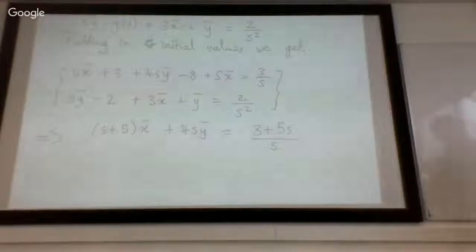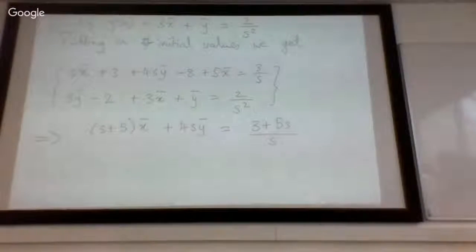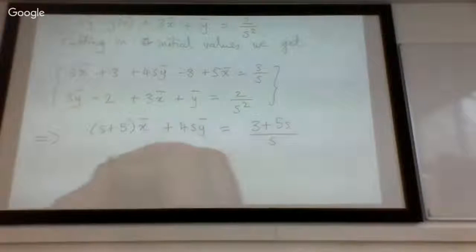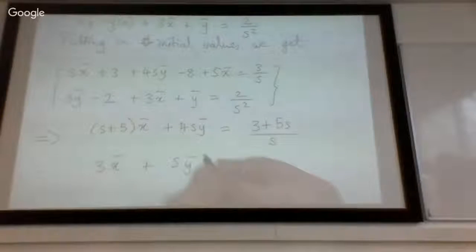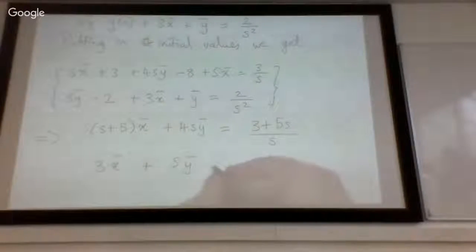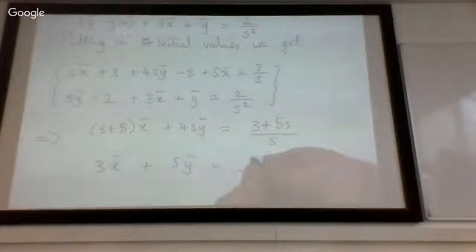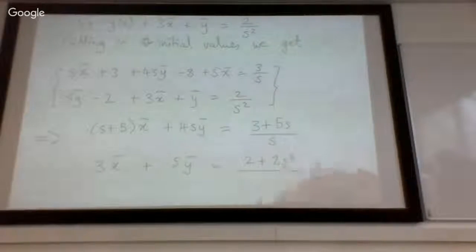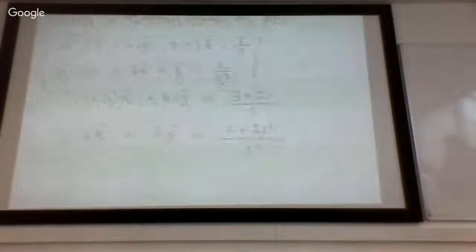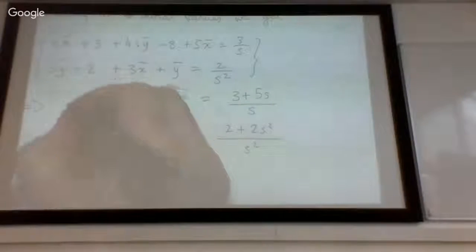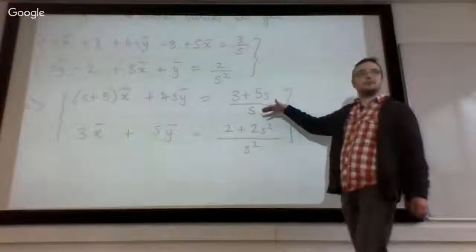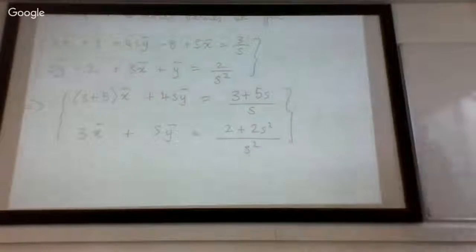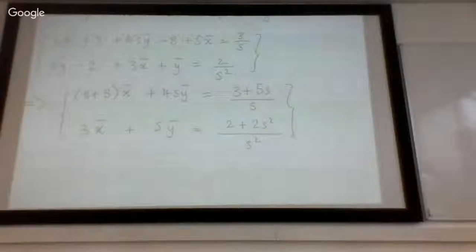Just taking my pair of equations and tidying them up a little bit. And the second equation becomes, put the x bars in front, you've got a 3x bar plus sy bar. You have a constant minus 2 on the left-hand side, so we'll put that over the other side. It becomes a plus 2, and then it'll be 2s squared over s squared. Okay. So here's my final set of tidied up transformed equations with the initial values put in.